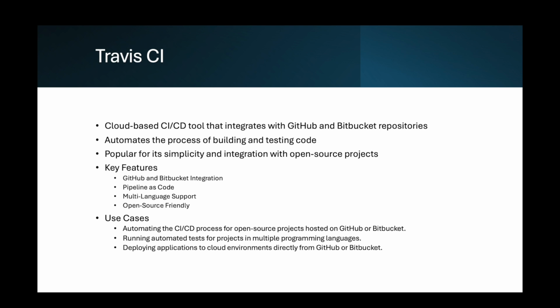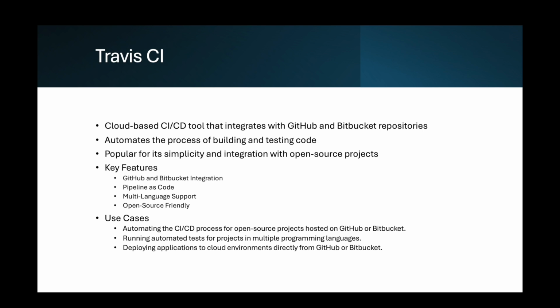Pipeline as code. Pipelines are defined in a .travis.yaml file, which can be versioned along with the source code. Multi-language support. Supports a wide range of programming languages including Java, Python, Ruby, Node.js, you name it. Open source friendly. Free for open source projects with paid plans available for private repositories.